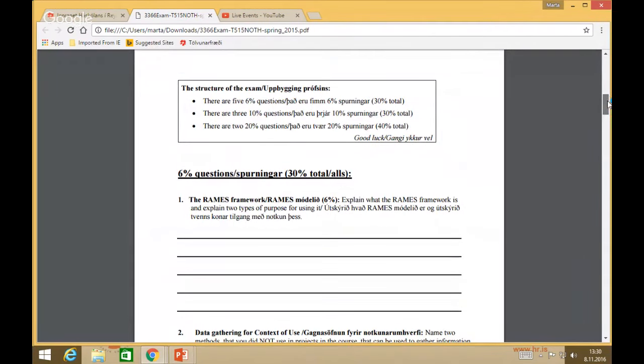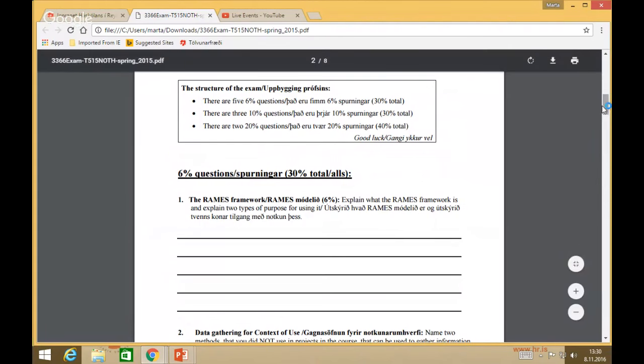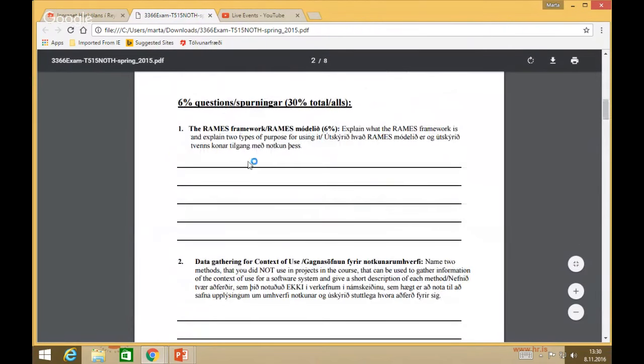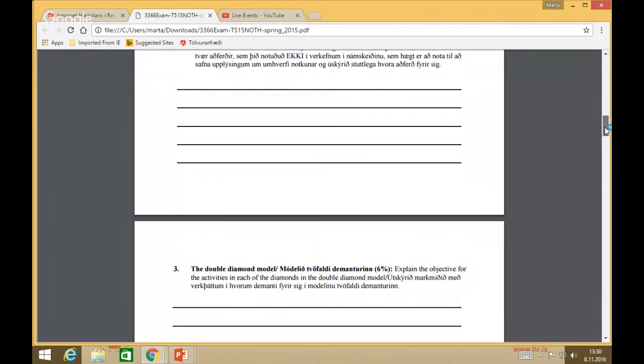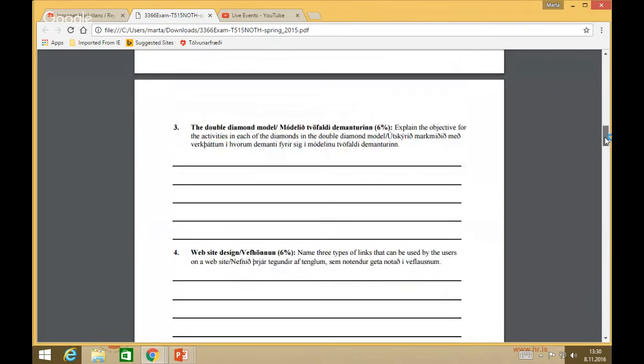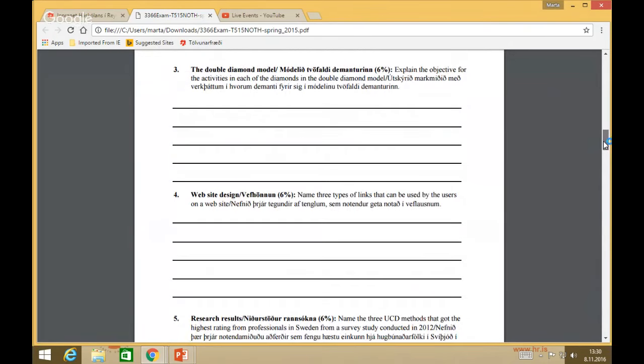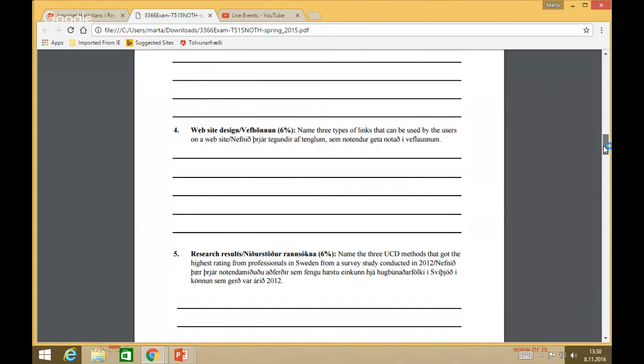Okay, so you've really done the Rames framework. So this is actually something you could do. Data gathering for context of use. Name, yeah, we did that in the slides. The double diamond, we've looked at it many times. Explain the objectives for the activities in each of the diamonds. And then 4 was something that we did before, but we haven't really focused on now. There's nothing in the slides.